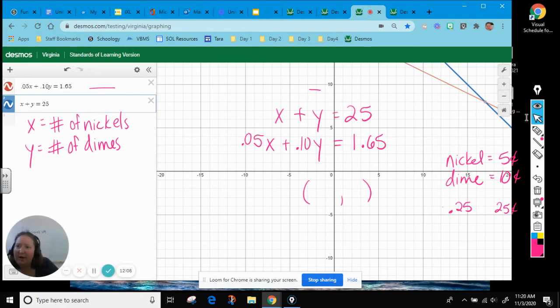Okay, so here I've got my 0.05. Now, if you make that 0.5, that's saying 50 cents. You're going to get the question wrong. So be careful. 0.05 and 0.10. And then I'm coming over here to where they're crossing. 17 and 8. So 17 and 8. And let's go back to the slideshow.